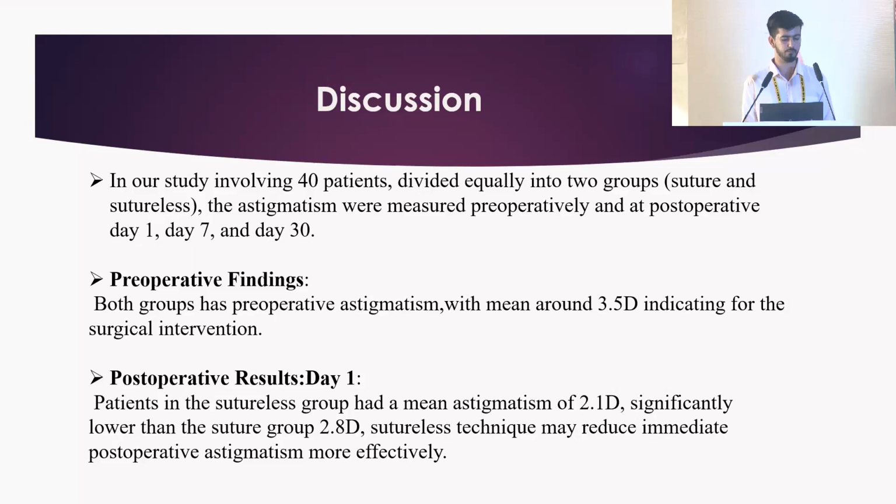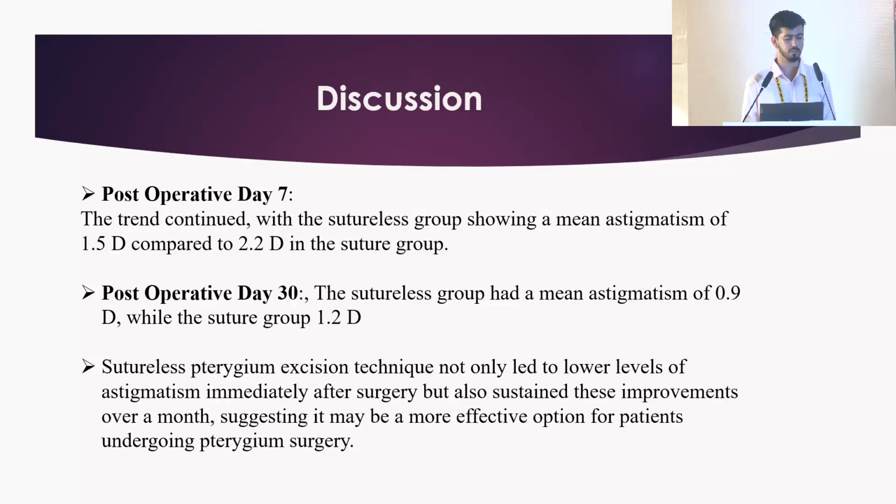On post-op day 1, patients in the sutureless group had a mean astigmatism of 2.1 diopter, which is significantly lower than the suture group, which has 2.8 diopter. Sutureless technique may reduce immediate post-op astigmatism more effectively. On post-op day 7, the trend continues with the sutureless group showing a mean astigmatism of 1.5 diopter compared to 2.2 diopter in the suture group. On post-op day 30, the sutureless group had a mean astigmatism of 0.9 diopter, while the suture group shows 1.2 diopter.